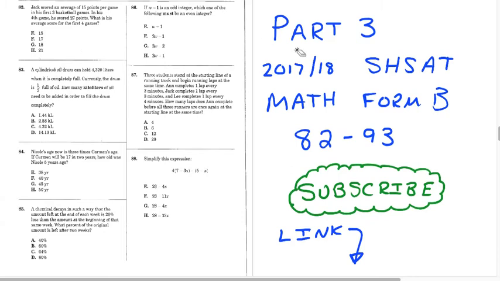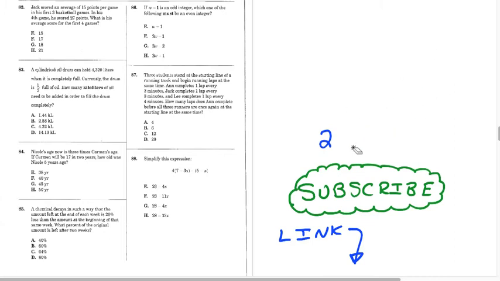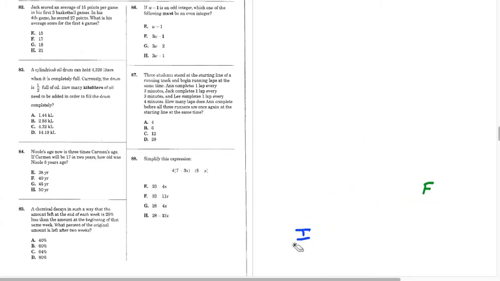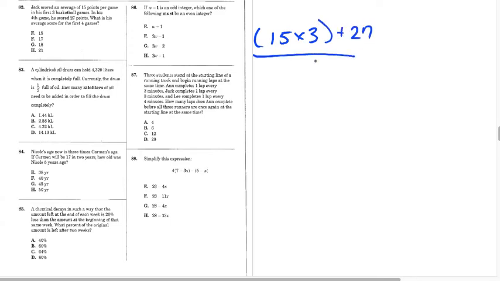Alright, let's go ahead and get started. We are going to do number 82. In 82, we've got Jack playing basketball. He has an average of 15 points in the first 3 games, so that's going to be 15 times 3. And then he scores 27 in the next game. Alright, so that's going to be a total of 4 games. You just have to do the math. We're going to have 45 plus 27, which is 72, divided by 4, which equals 18. So our answer is G.